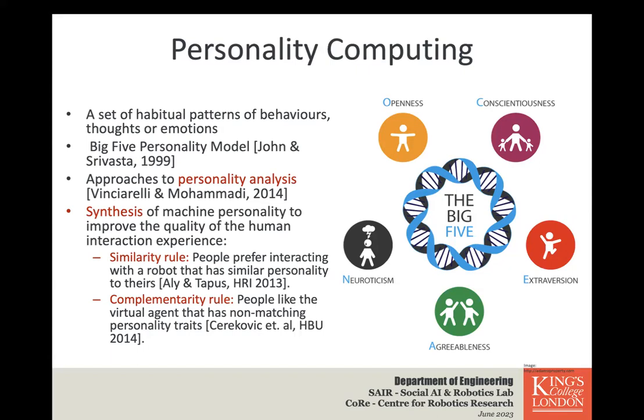There is a lot of work in human-agent interaction and human-robot interaction. First, how we can analyze personality by looking at nonverbal, observable behaviors to detect personality, but then also how we can use this information to synthesize personality for robots to establish or improve the human-robot interaction. There are even some studies focusing on the similarity rule, for instance, the robot and the human should have the same personality, they should both be extroverted, or also looking at the complementary rule.